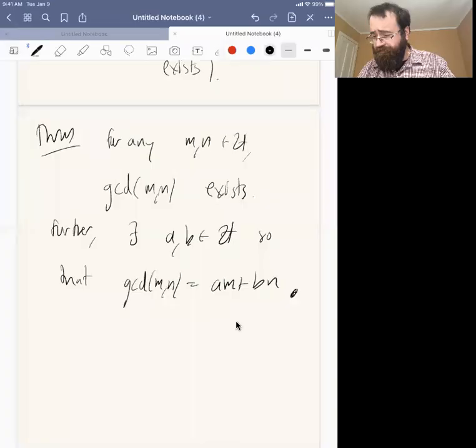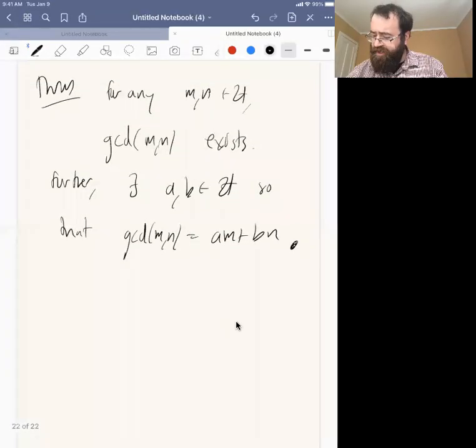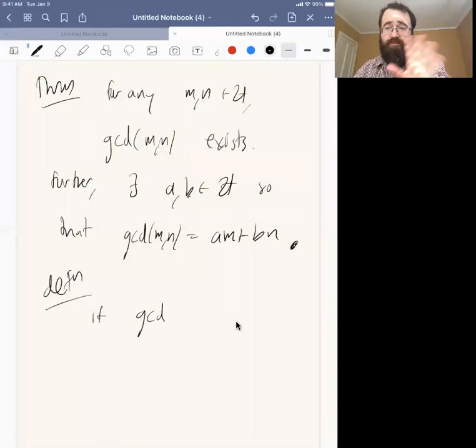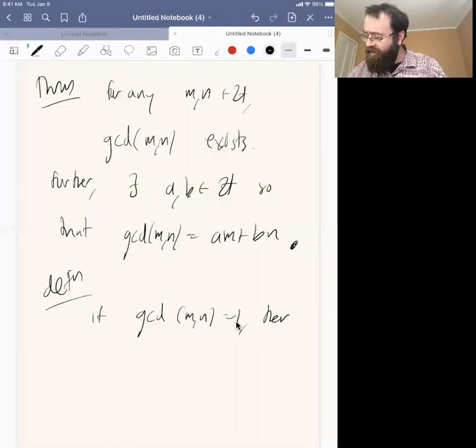Okay, but before I do that, let me give you an important definition and just a quick concept of how this relates to prime numbers and other things. So assuming the theorem, let's assume it always exists. We'll prove it in a few minutes. If the GCD of m and n is 1, then m and n are called relatively prime.